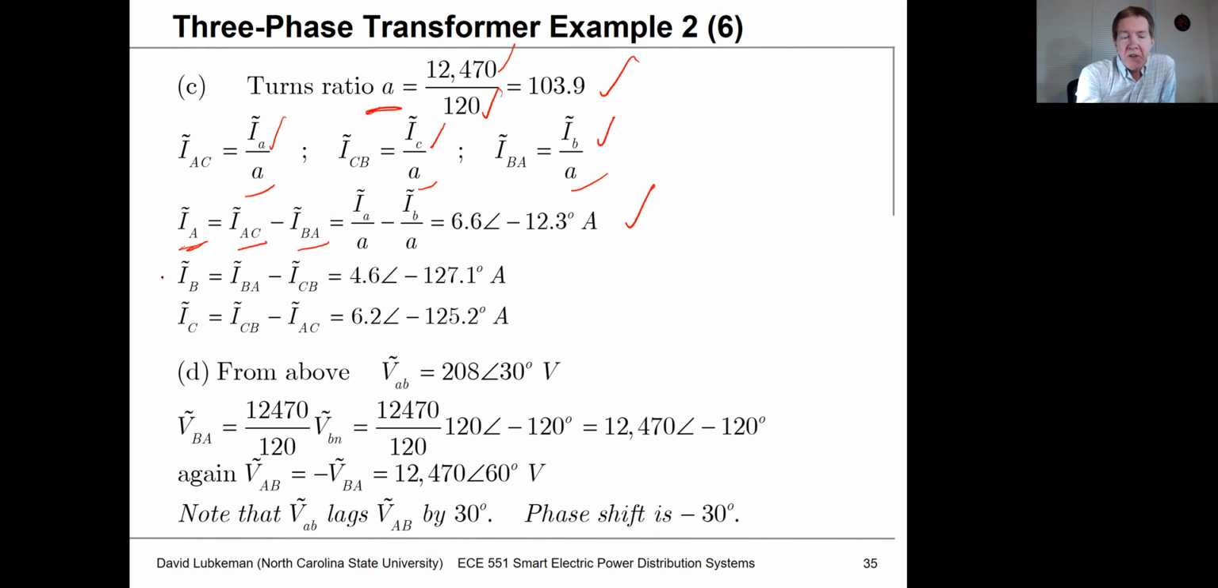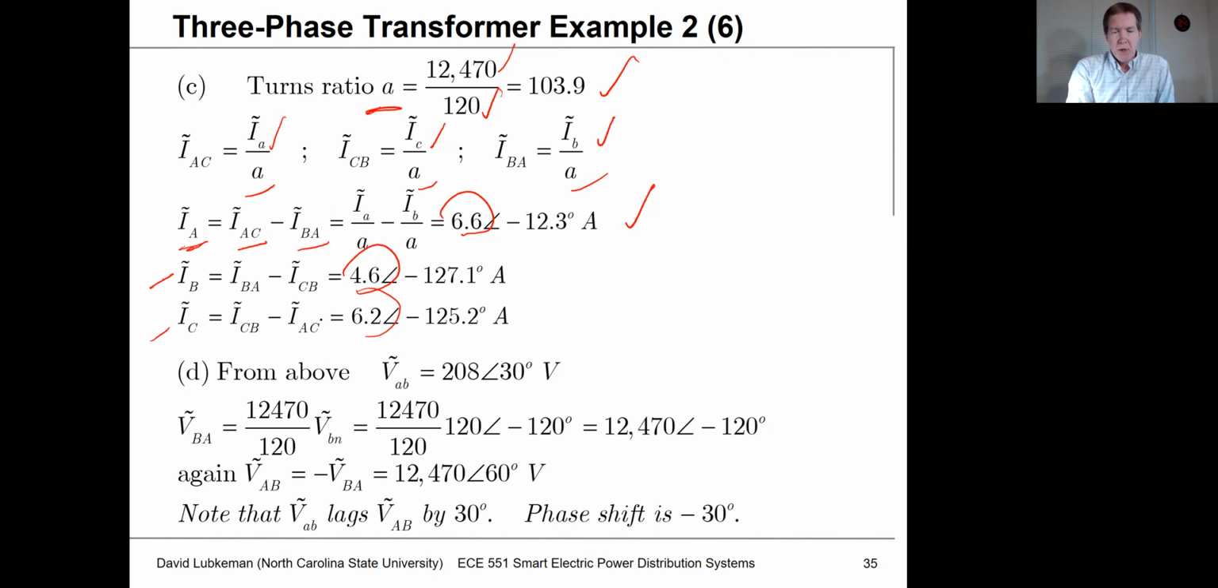Similarly, I can calculate the phase currents IB and IC. Again, I use Kirchhoff's current law with the actual primary side currents on the single phase transformers. And again, what I see is an imbalanced three-phase set. So if you have imbalanced load on the secondary side, obviously you're going to get imbalanced load on the primary side.